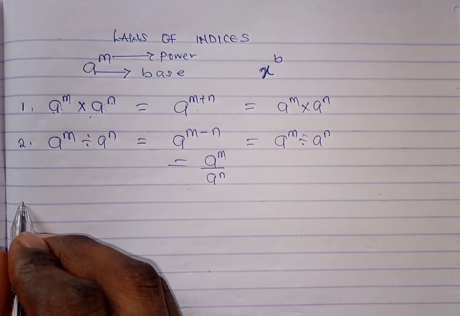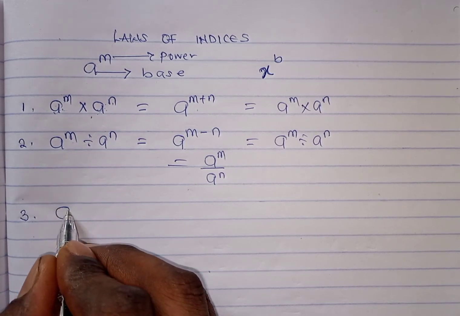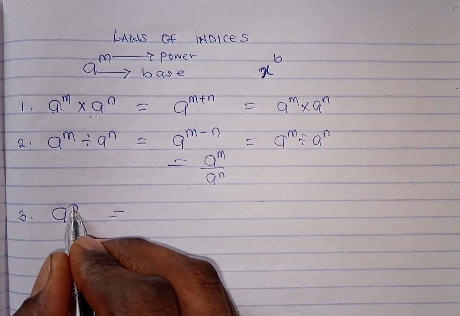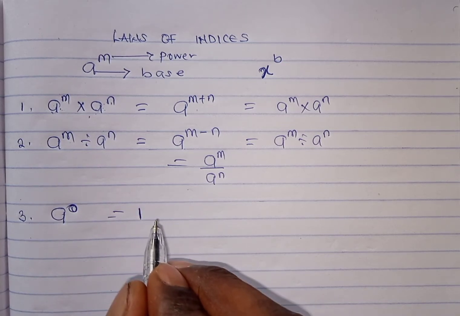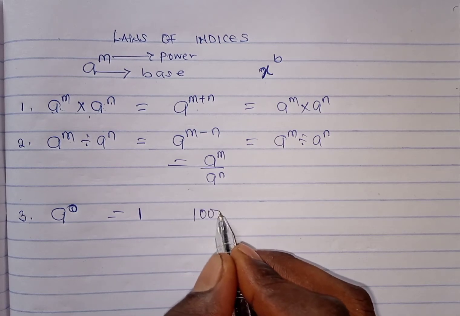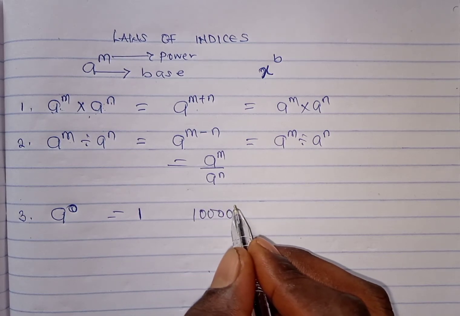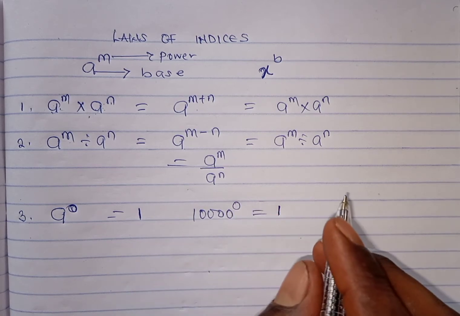Then the third law is the zero law. If you have a raised to the power of 0, now a raised to the power of 0 is 1, which means that anything carrying 0 as the power is 1. For example, even if it is 1000 or 10,000 raised to the power of 0, your answer is still 1. Whatever you have is 1.